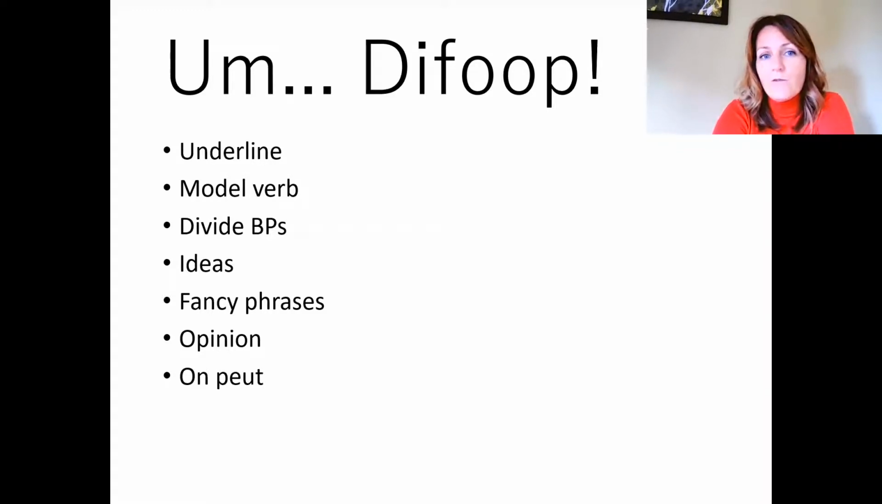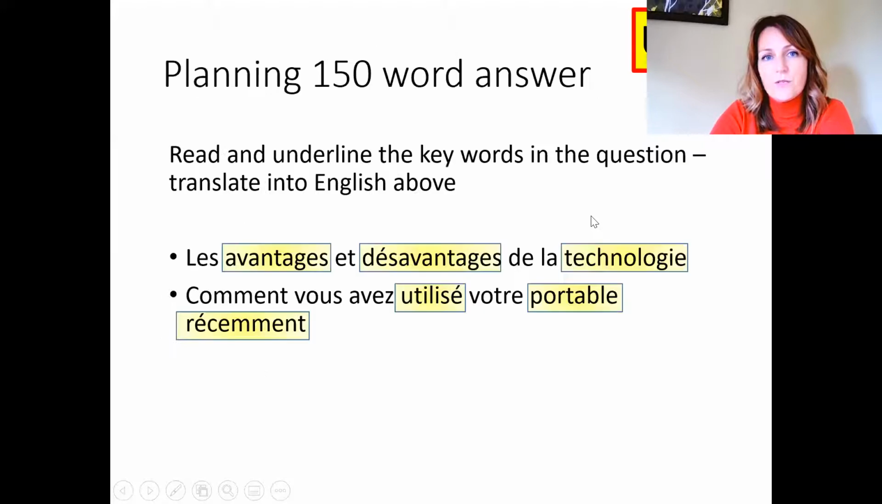They've made it so that you've got one from each of the 3 themes to choose from, to try and make it a little bit easier for you, having had lots of your teaching during lockdown. So when you get your exam question, you need to think DIFOOP. That's going to be the thing that helps you work out what to write. It stands for underline and model verb, and then DIFOOP: divide the bullet points, ideas, fancy phrases, opinions, and output. So let's have a look at how you use it.